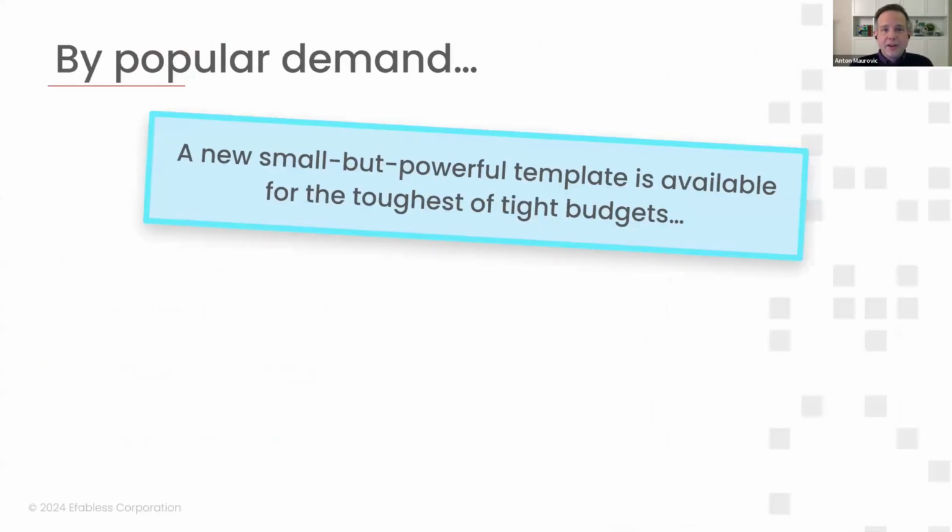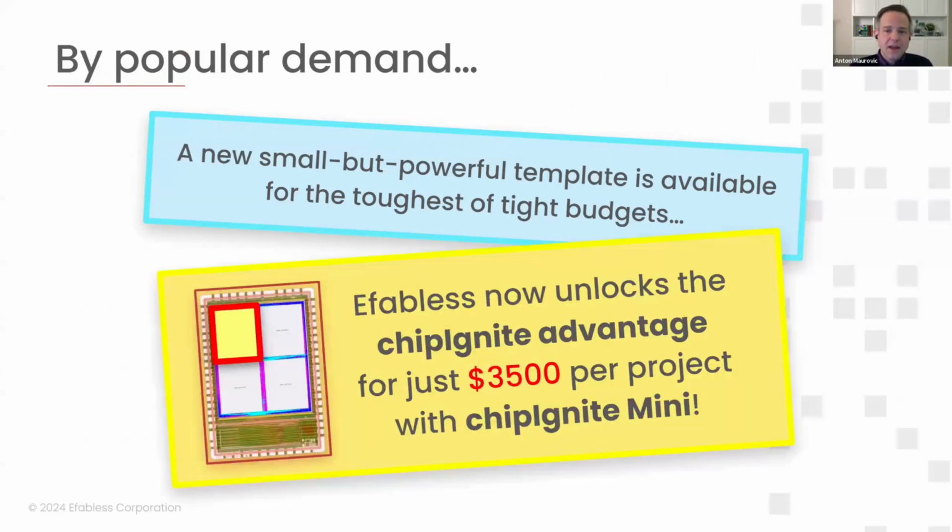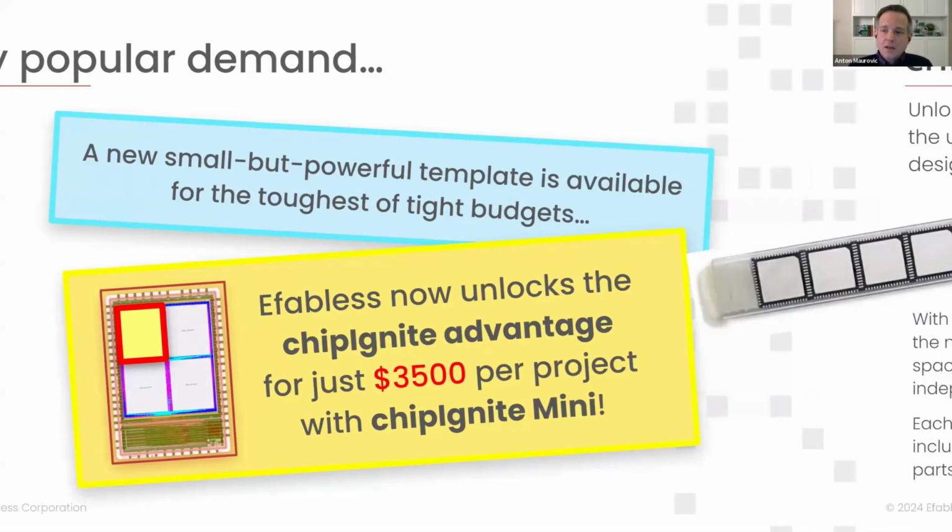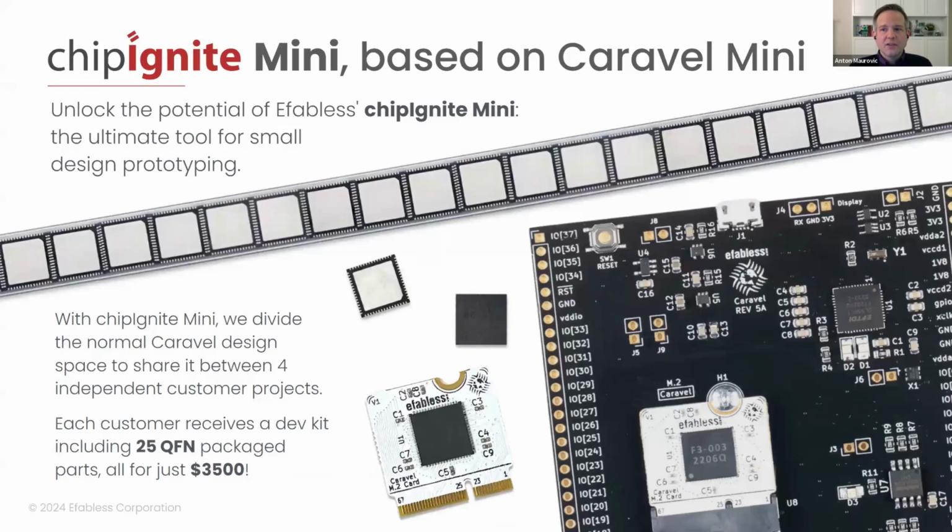Now, if that wasn't already enough, by popular demand, we have this new small but powerful template that we can offer for the toughest of tight budgets. And this enables us to unlock the chipIgnite Advantage now for just $3,500 per project using chipIgnite Mini. So, chipIgnite Mini, which is based on Caravel Mini, and enables you to unlock the full potential of our service for small design prototyping.